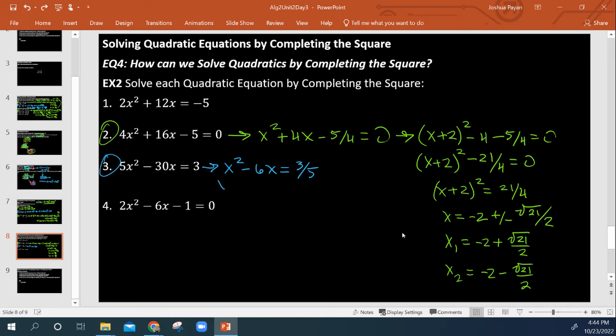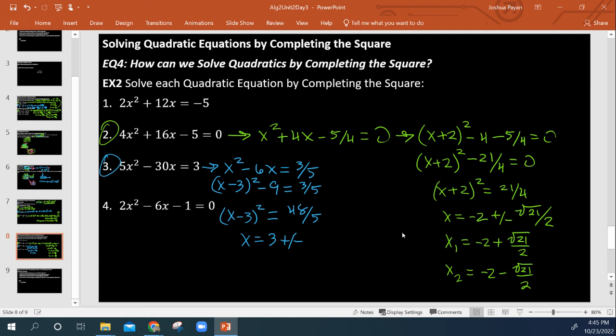Okay, now I just complete the square, and I have x minus 3 all squared minus 9 equals 3 over 5. Then I'm going to add 9 to both sides, so that would be 45 over 5. So 48 over 5. Okay, then I'm going to take the square root, add 3. x is going to be equal to 3 plus or minus, sorry, 3 plus or minus the square root of 48 over 5.